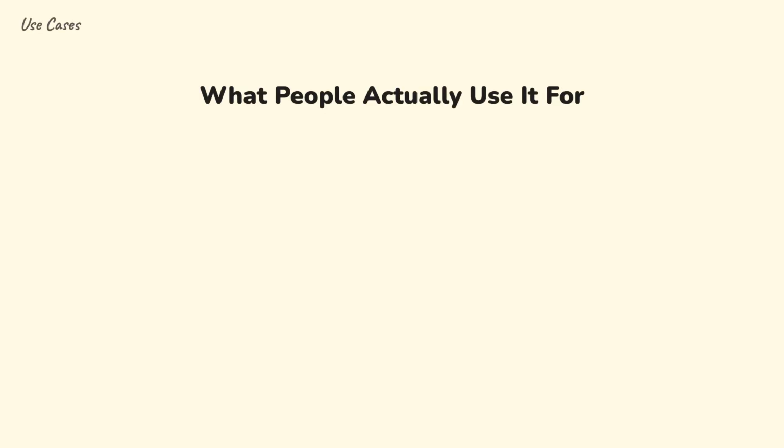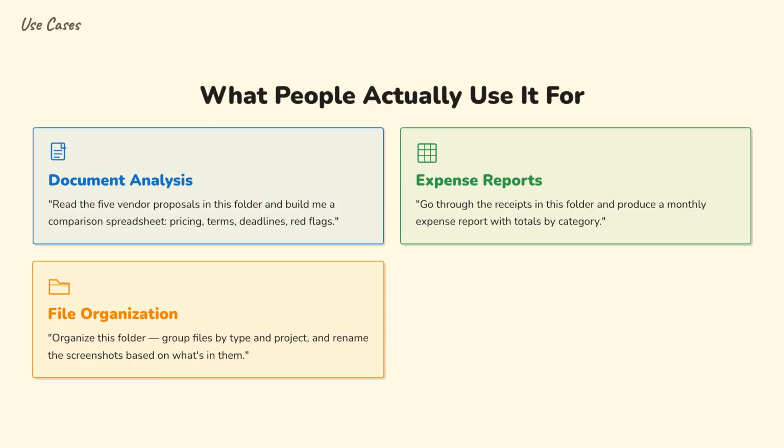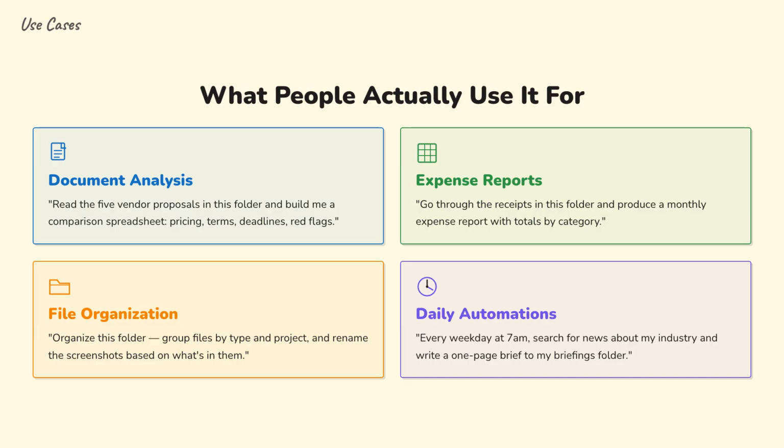What do you actually use OpenCoworker for? Grant it access to a folder of vendor proposals and ask for a comparison spreadsheet: pricing, terms, red flags. Point it at your receipts folder and get a monthly expense report. Ask it to organize a messy project folder by type and project. Or set up the daily news brief automation that runs every morning before you open your laptop.